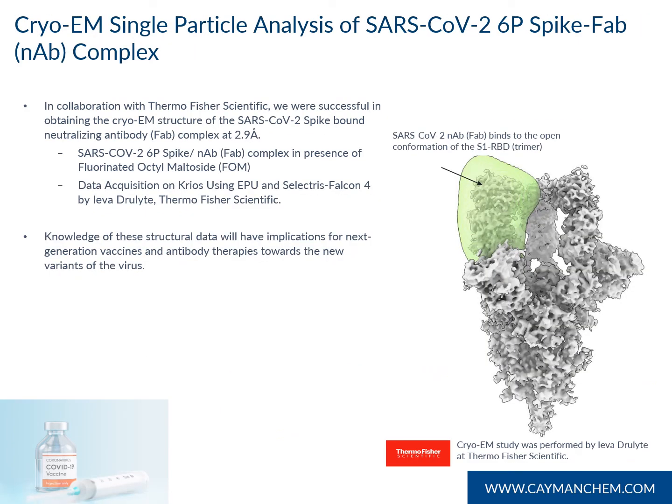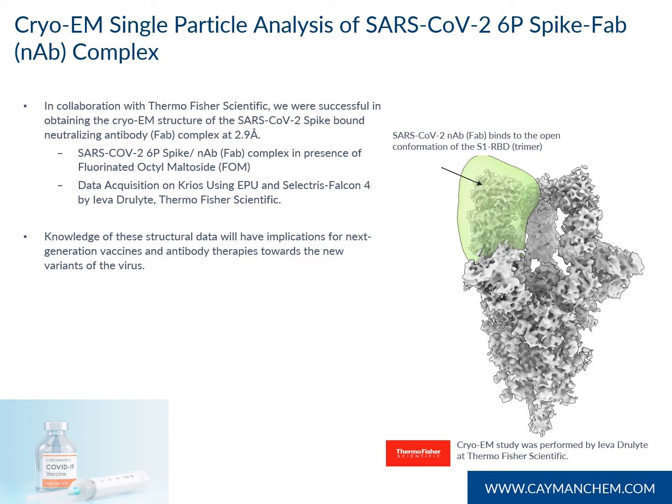Lastly, we wanted to know how this recombinant neutralizing antibody can bind to the SARS-CoV-2 spike glycoprotein and block the ACE2 interaction. Therefore, we tried CryoEM study in collaboration with Thermo Fisher Scientific. We were successful in obtaining the CryoEM structure of the SARS-CoV-2 spike glycoprotein bound with Fab region of this neutralizing antibody at 2.9 angstrom. CryoEM study was performed by Eva Drew Light at the Thermo Fisher Scientific.